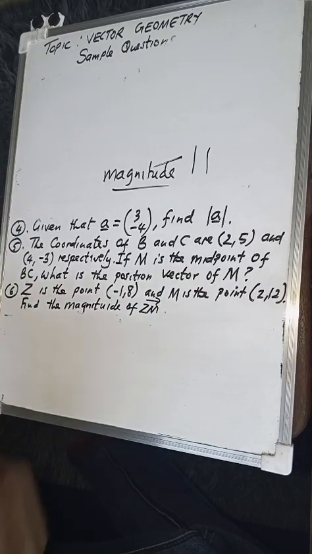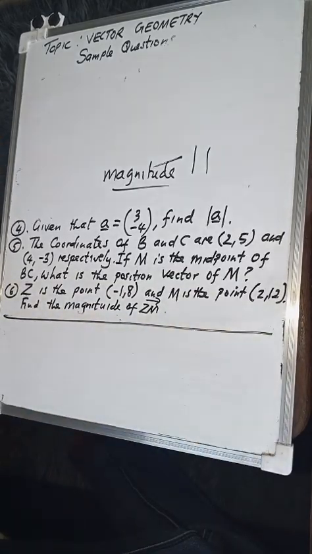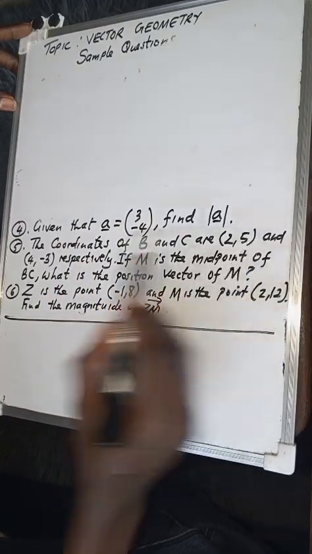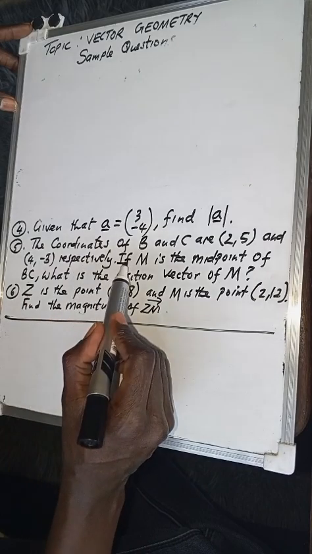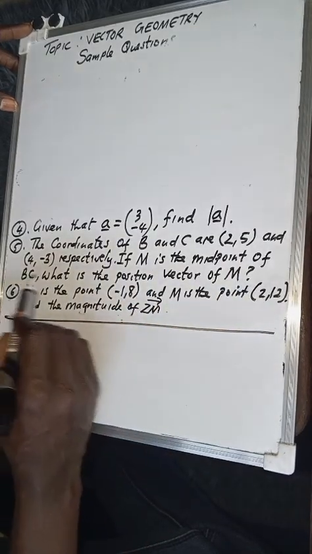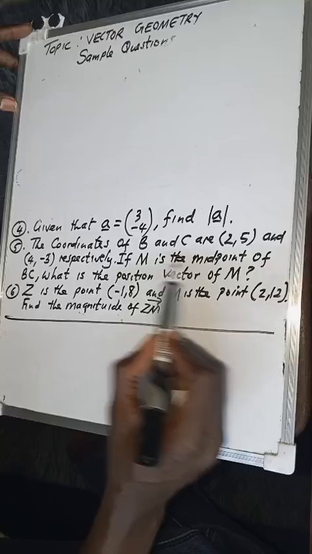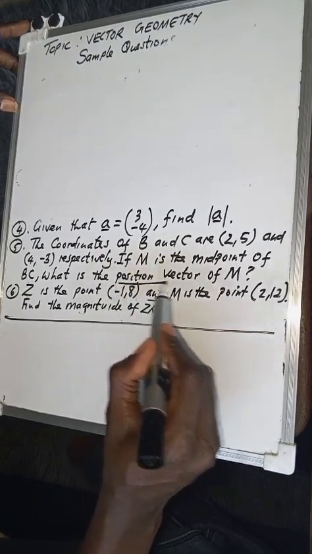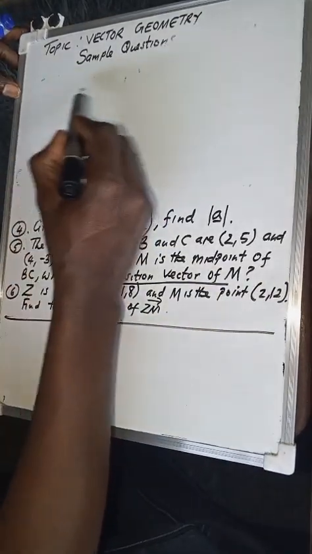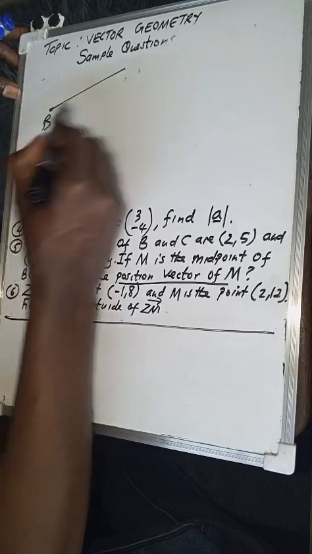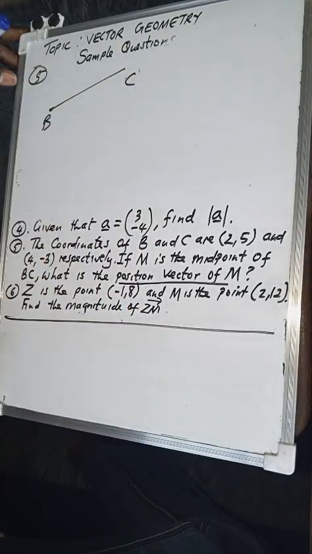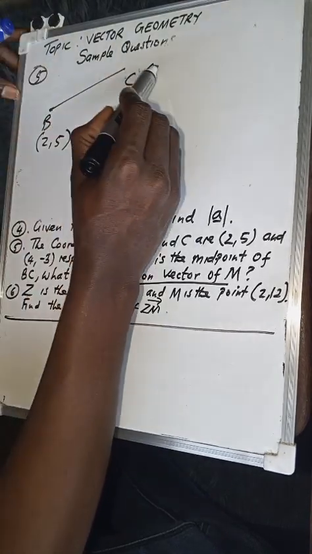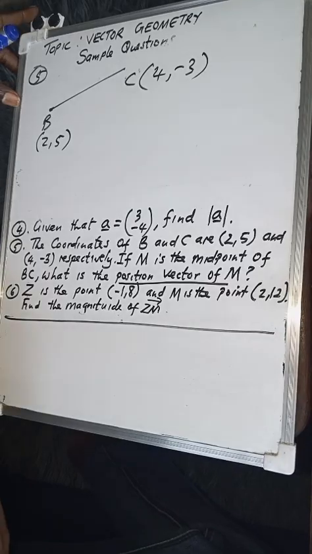All right, let's move on and look at question number 5. Question number 5 says that the coordinates of B and C are (2, 5) and (4, -3) respectively. If M is the midpoint of BC, what is the position vector of M? So they want you to find the position vector of M. Imagine you have a line there which is BC. B has the coordinate (2, 5) and C has the coordinate (4, -3). That's what they are telling you there.